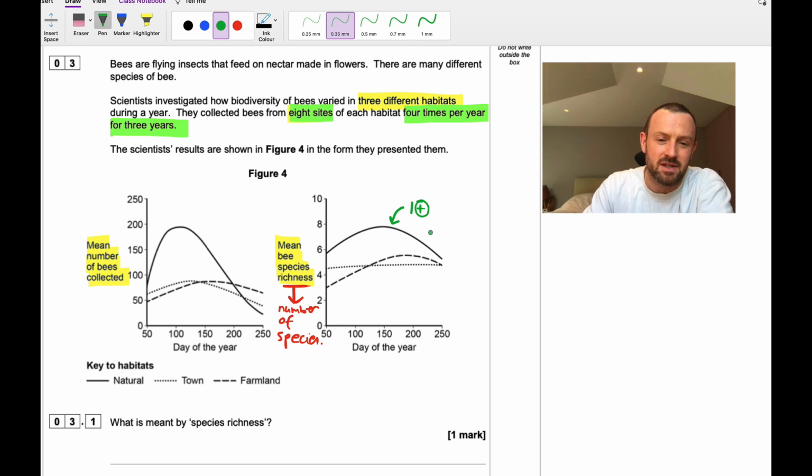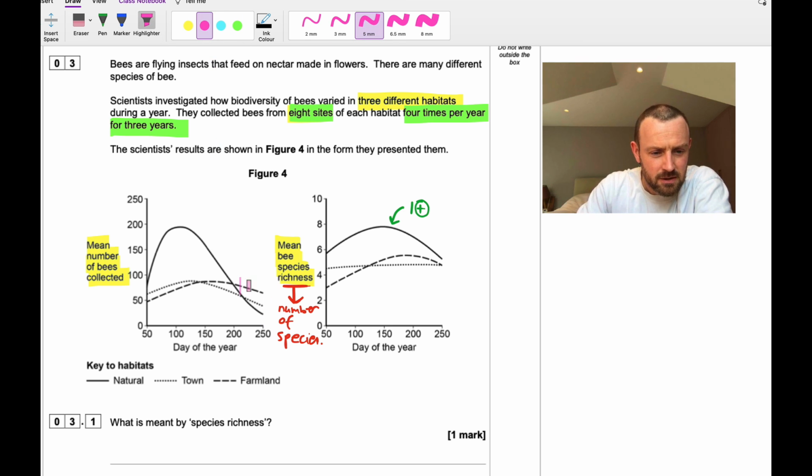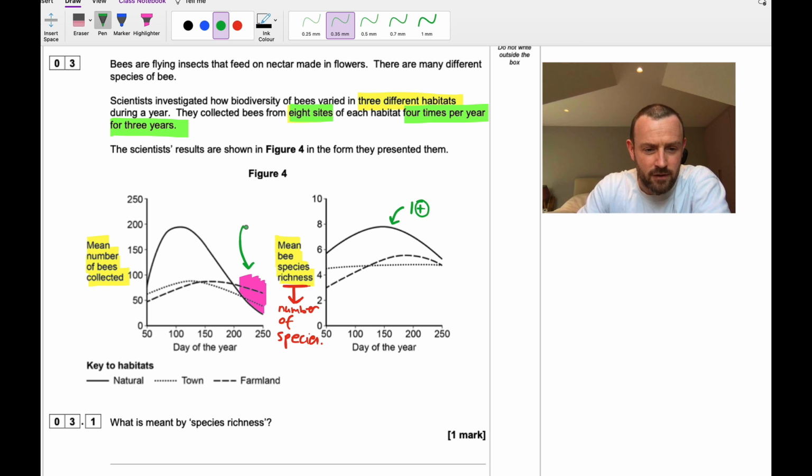What about something that doesn't support statement 1, that the natural habitat is best? Well, how about this bit of information here? I'll highlight with maybe this kind of pinkish colour. This kind of information here. Okay, in the winter, it looks like, yeah, later on in the year. So I'm going to label this as 1 minus. So what we would say here is in the winter, the mean number of bees collected in the natural habitat is lower than the other habitats.